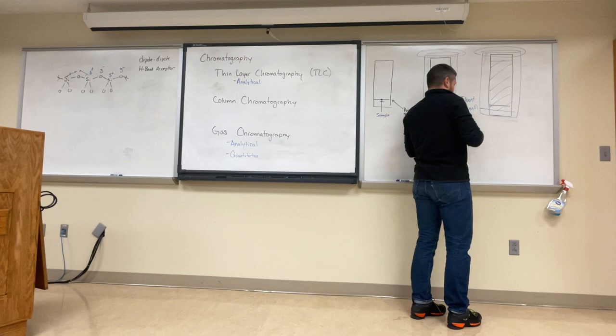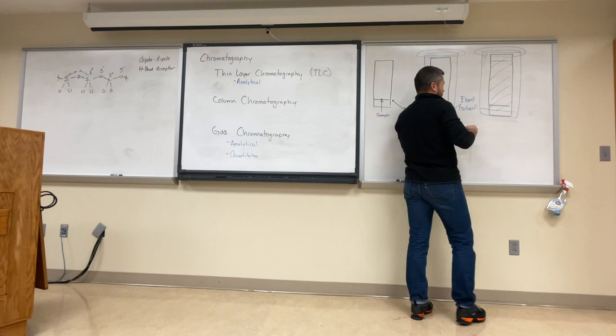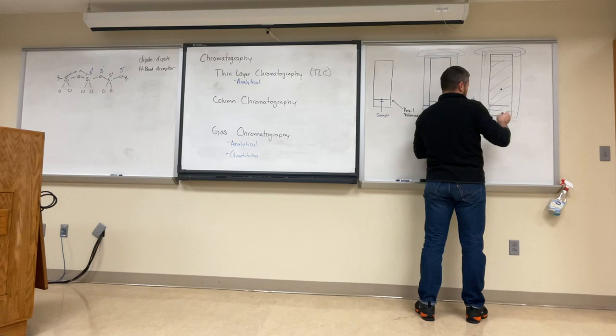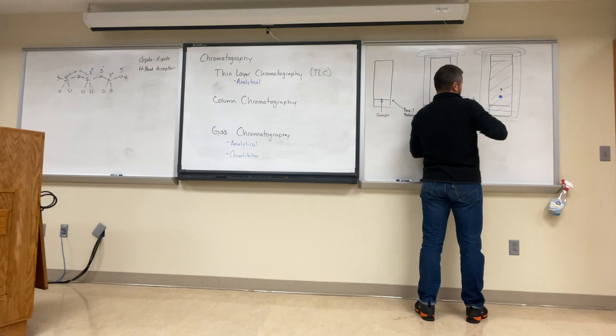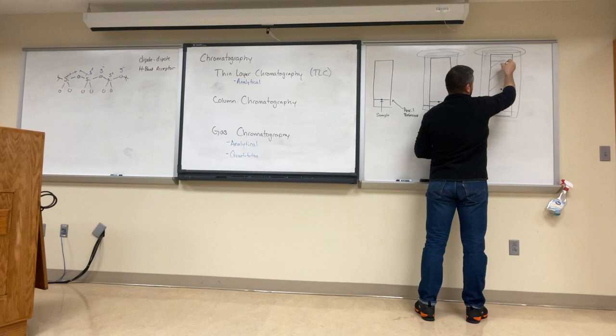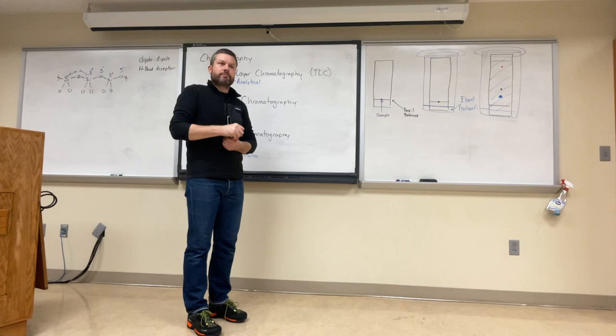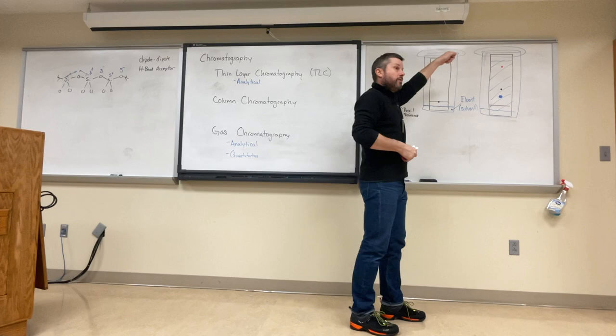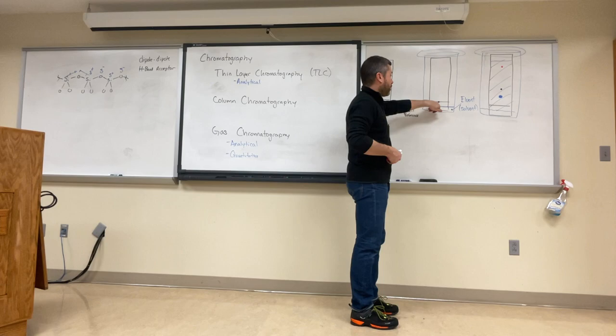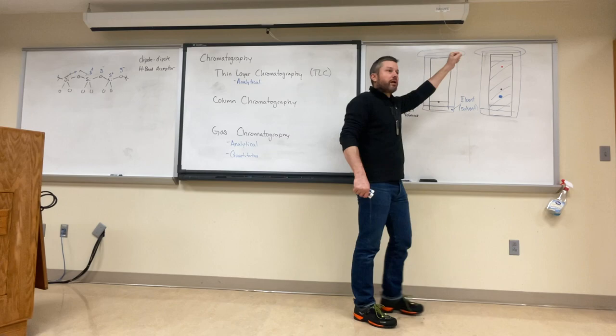So when we're done, if we have three things in our sample, maybe our plate at the end looks like that. We take it out of the jar and then visualize it in some way. All three things were in this spot at the beginning. The solvent carried them up the plate, and now we have three products that we have to analyze. What do we know about these three products in terms of their properties?